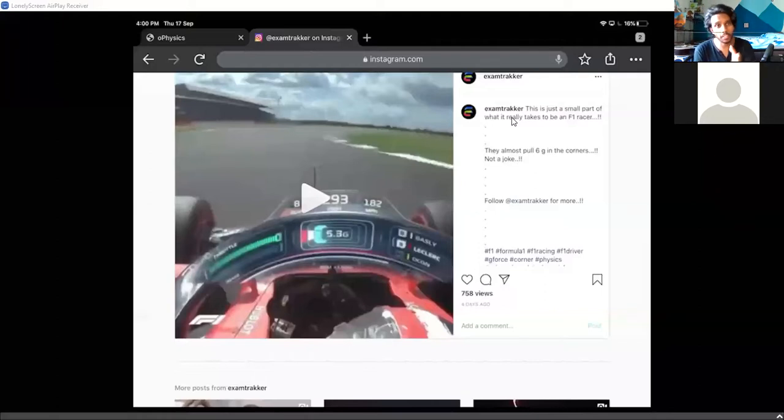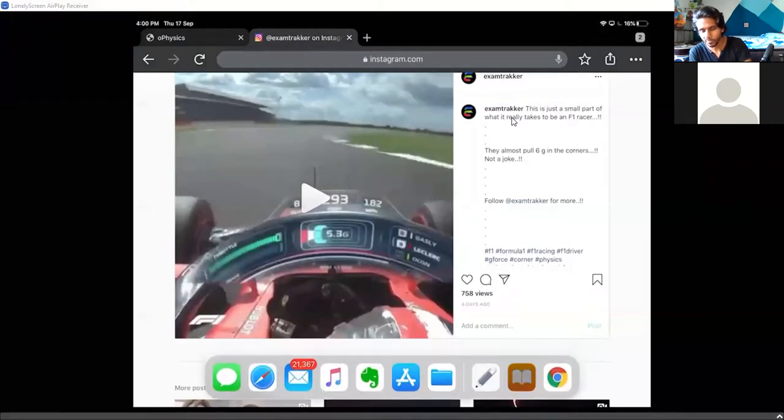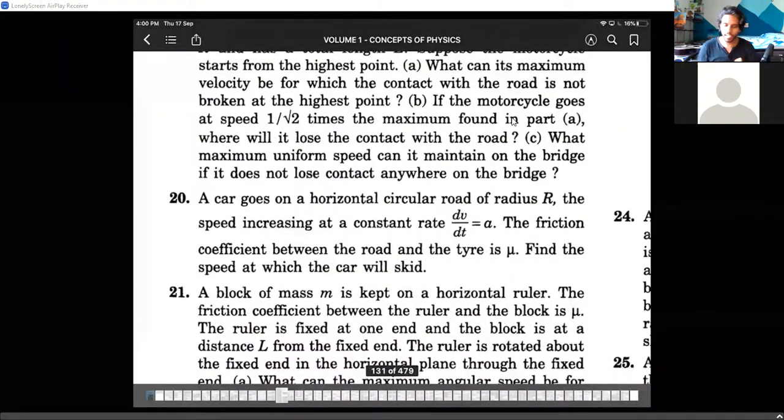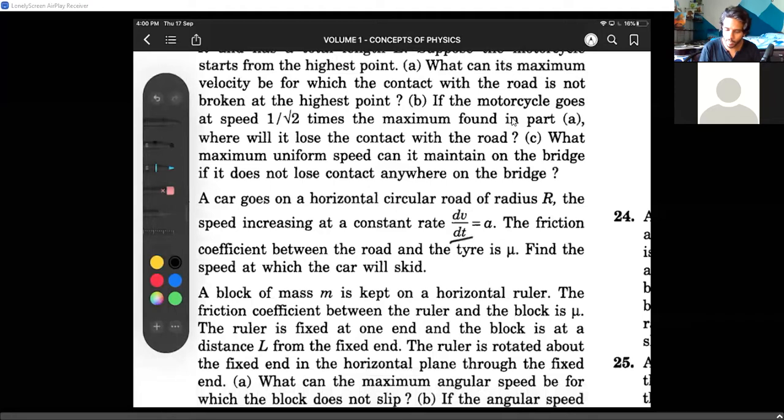Like when you're making a turn, try not to accelerate or decelerate, because the friction that is there should be responsible for both the acceleration and deceleration, which is not a good thing. Okay. So this problem, the problem number 20 that you have there, it is actually depending on that. There is some radial acceleration also. The friction coefficient is also given. At which speed the car will skid, that is the question.